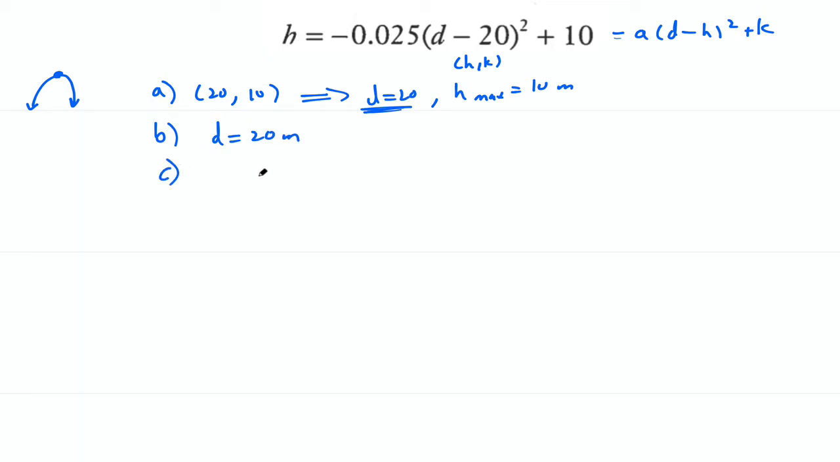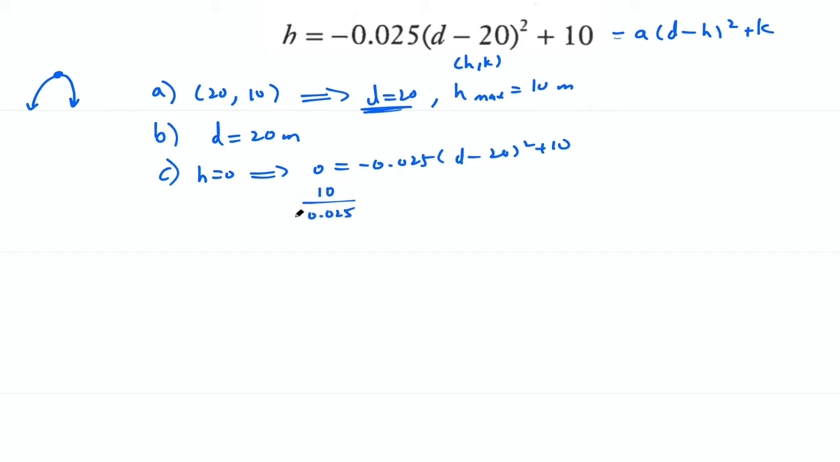For C, how far does the ball travel horizontally when it is kicked until it hits the ground? So we want to find out what d is when the height h is equal to 0. So that's solving for this: 0 is equal to −0.025(d − 20)² + 10. Moving the 10 over, you get −10. Dividing it by −0.025, it becomes positive.